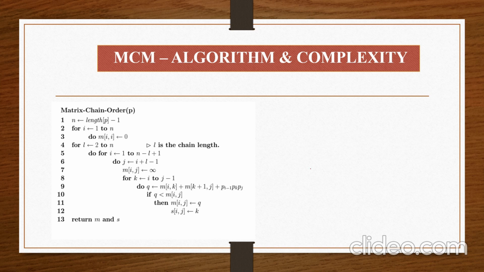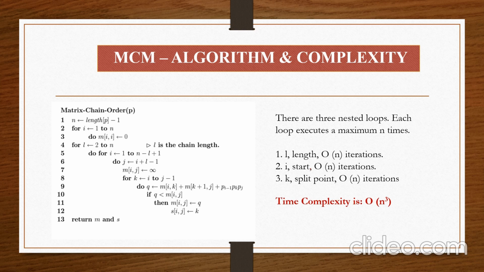Coming to the complexity analysis, here we have 3 for loops, one for length, one for I, another one for k, and all these loops are iterated n times. Based on that, the time complexity is order of n cube. In exhaustive search, we have seen it in exponential terms, 4 power n, but now it has been reduced to order of n cube.